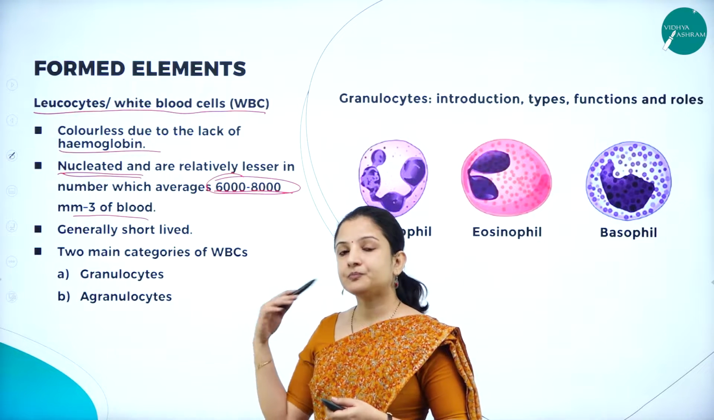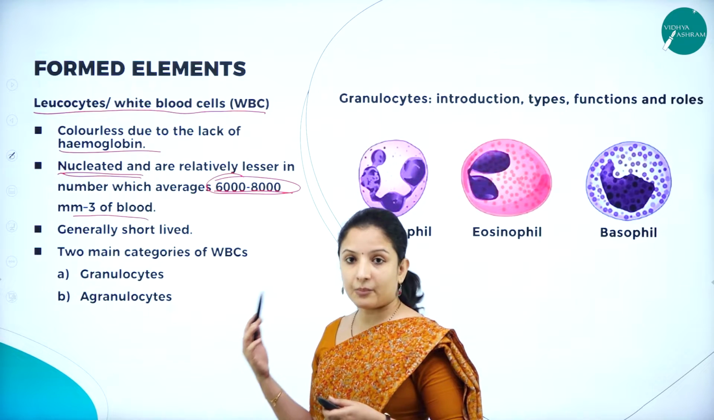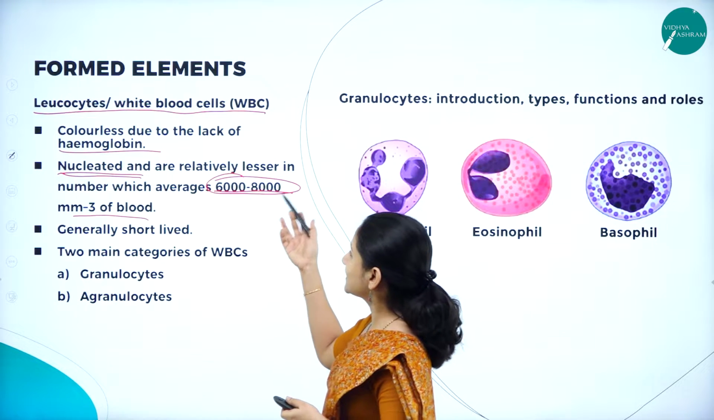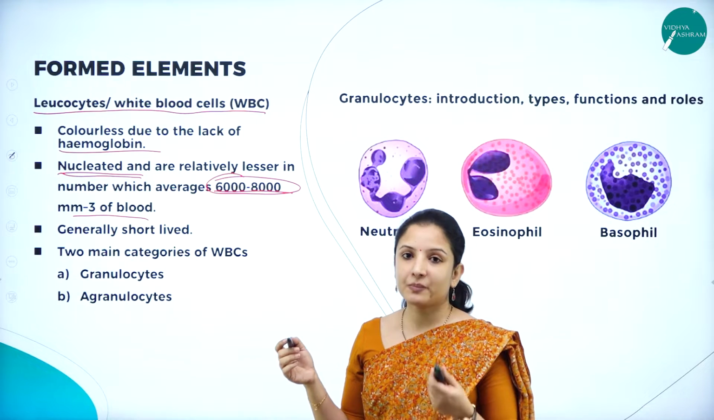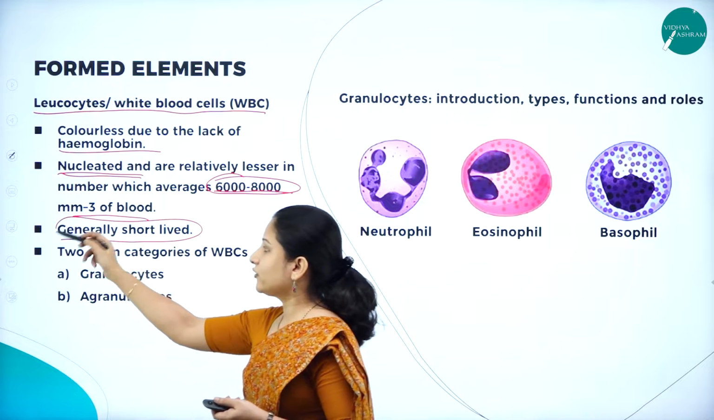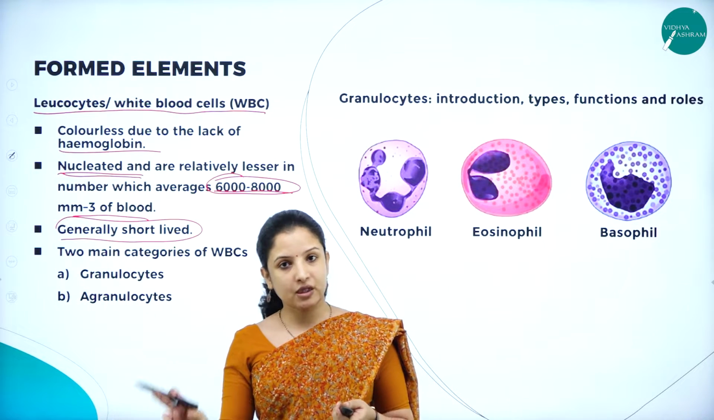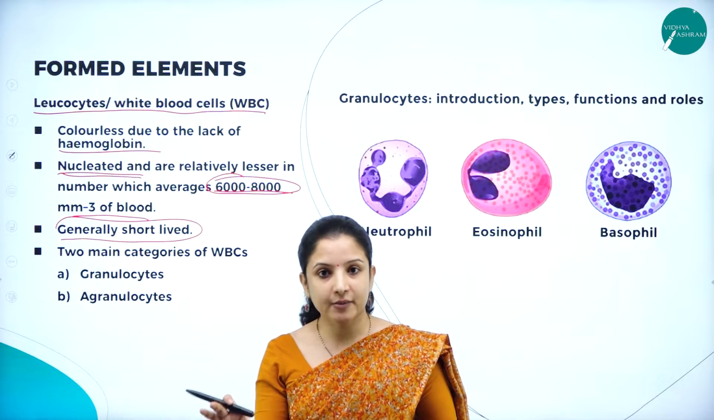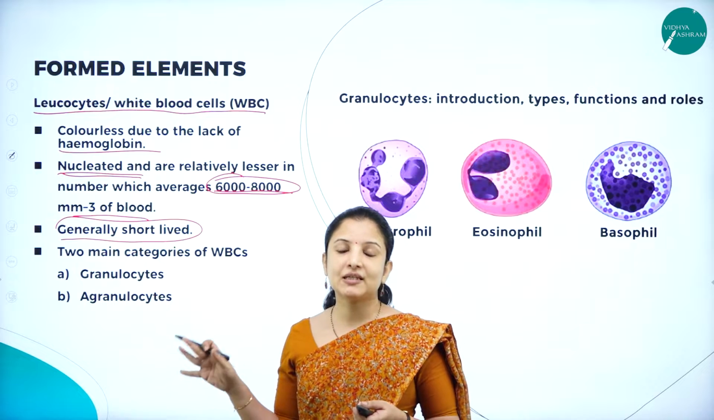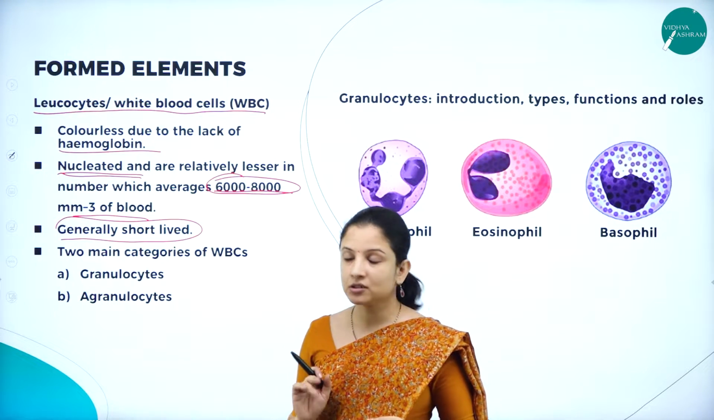So that is why RBCs are present in more abundance in the blood when compared to the WBCs and the platelets. WBCs are just about 6,000 to 8,000 per cubic millimeter of the blood, and they are generally short-lived. They have not given an approximate value here. What is the lifespan of WBC? The lifespan of RBC was 120 days, but the lifespan of WBC is quite short. It does not live as long as the RBCs do.